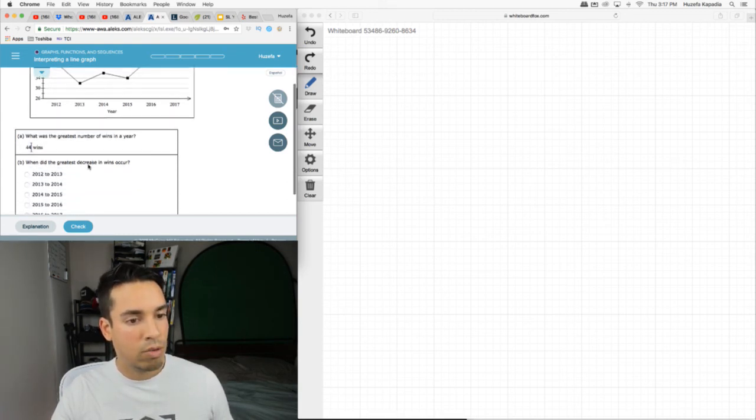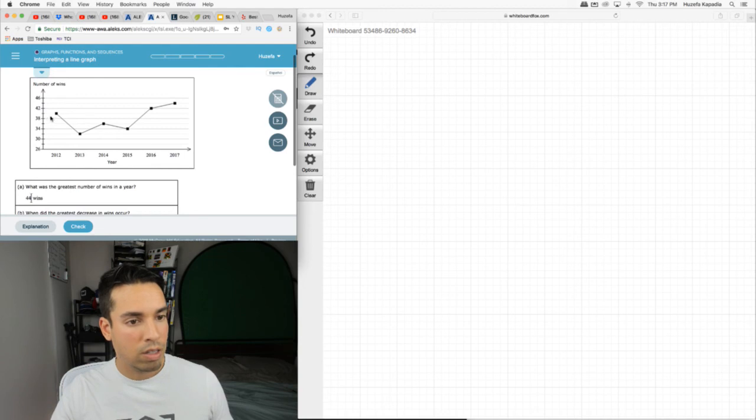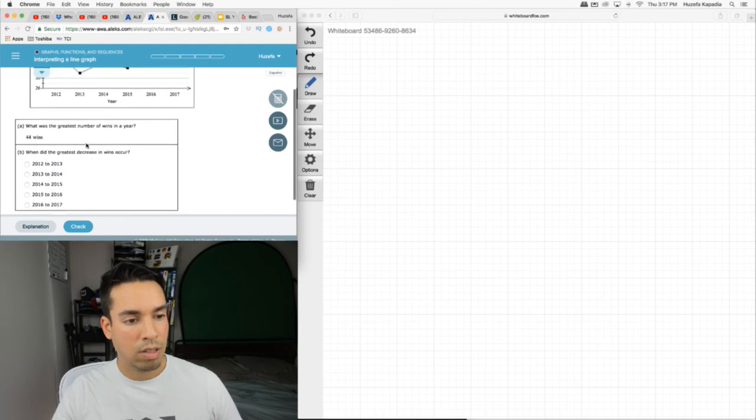When did the greatest decrease in wins occur? Well, let's look. It looks like the greatest decrease occurred from this year to this year. Decrease is a drop where these points go down, and it happened right here from 2012 to 2013.